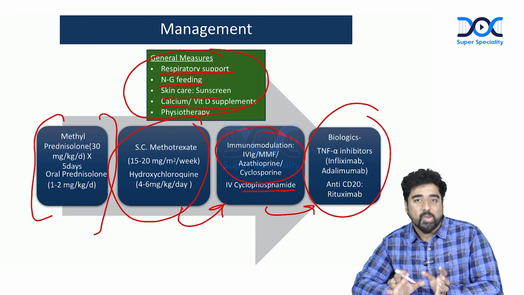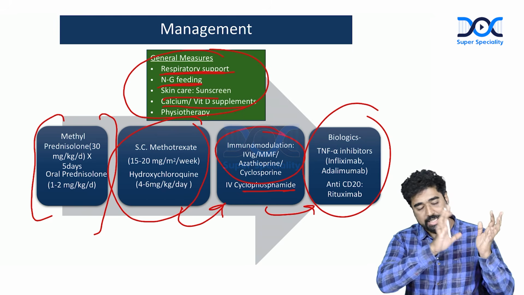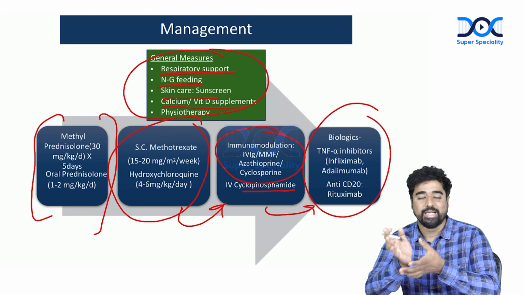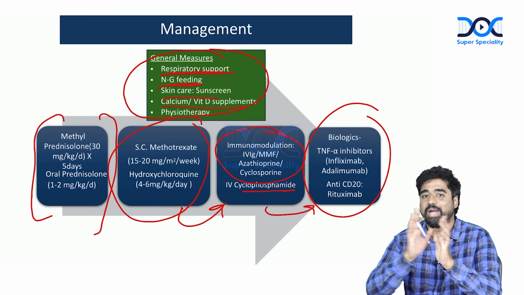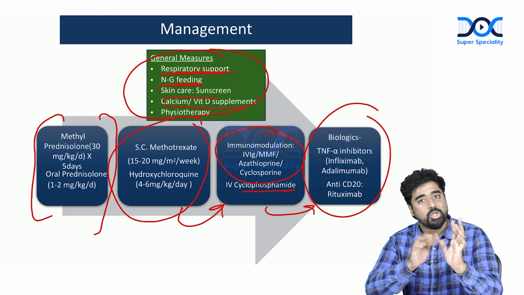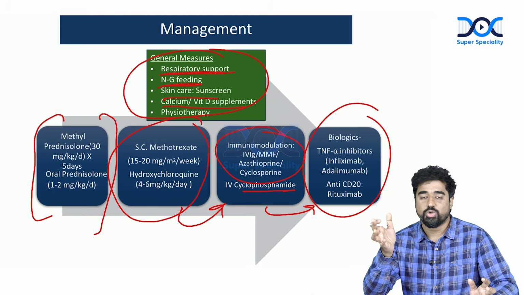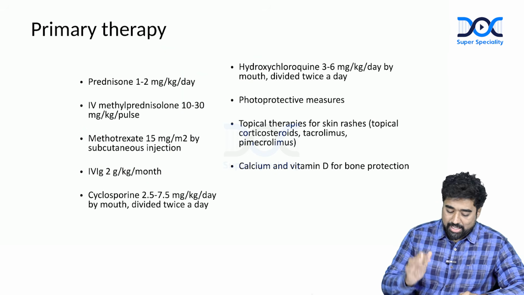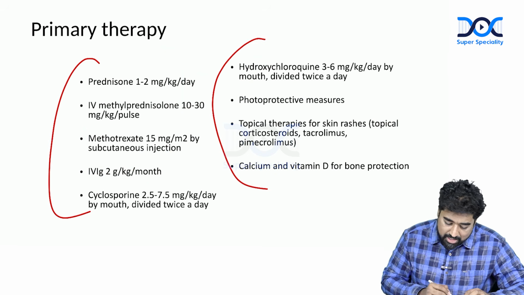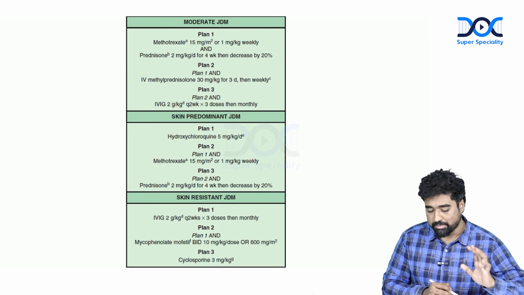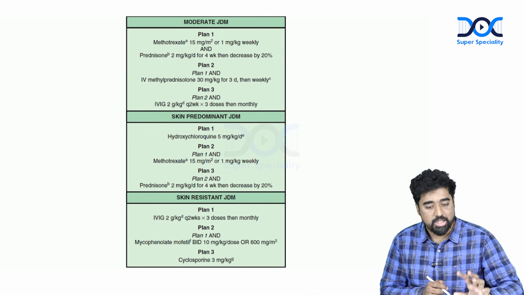So this is a very crude way to tell you. There are flowcharts and guidelines from various societies, but in a crude way I'm telling you, because that is all you need to know. You cannot sit here remembering the main management guidelines of JDM, right? So primary therapy, all of these options are there. Refractory disease, all of these options are there. This is what is mentioned in your Nelson.